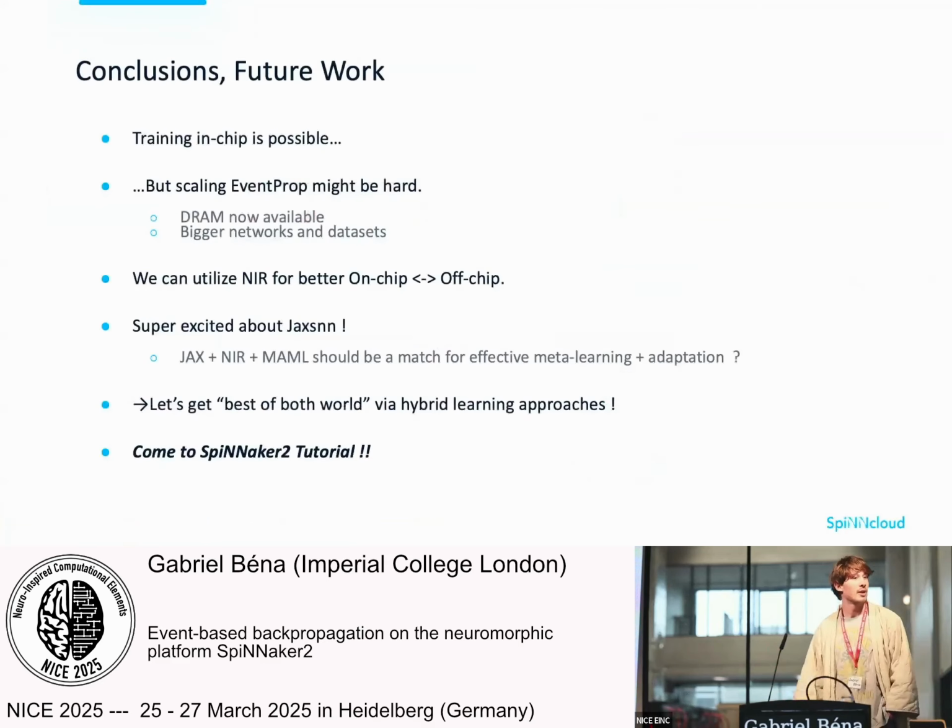Some conclusions and future work. Training on chip is possible, but scaling is probably hard. I think this became pretty clear with Tom's talk. The DRAM is now available on our SpiNNaker 2 machines, so we can probably train bigger networks and data sets. I'd like to utilize NIR better to do better on-chip to off-chip conversion. At the minute, this is all very handcrafted. I'm very excited to hear about the Jackson framework that we got a talk about yesterday, because fully event-based JAX plus NIR seems like a match made in heaven for MAML. So this should be pretty effective to try and do some meta-learning and adaptation.